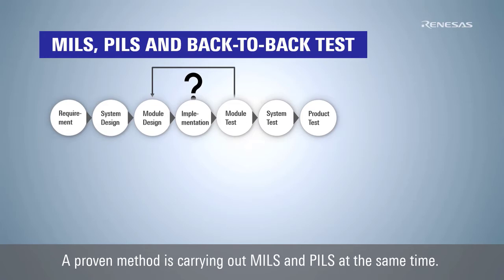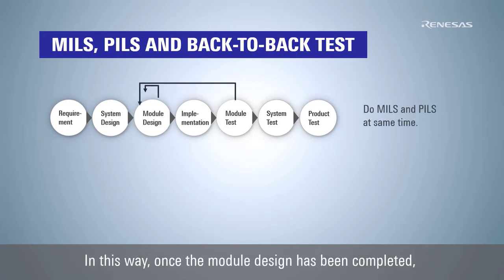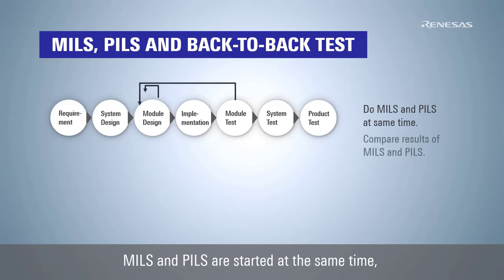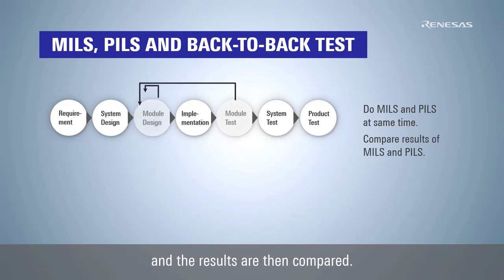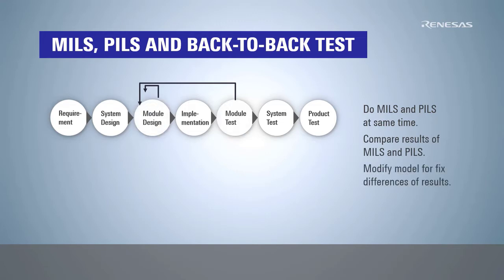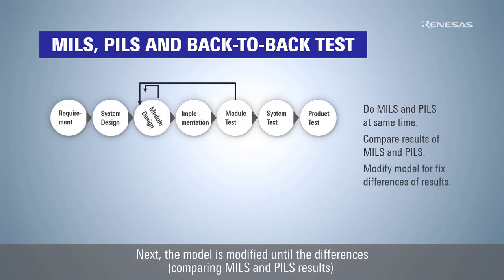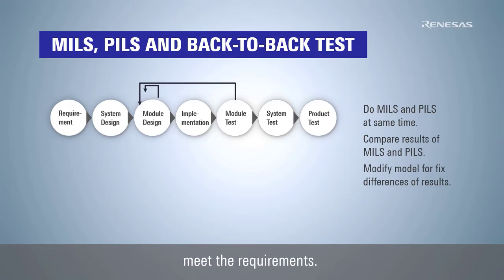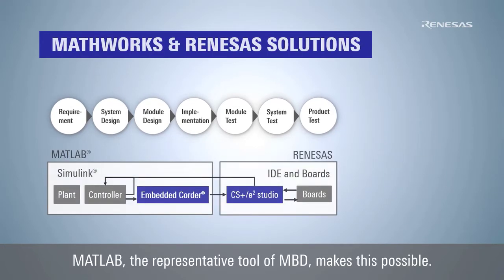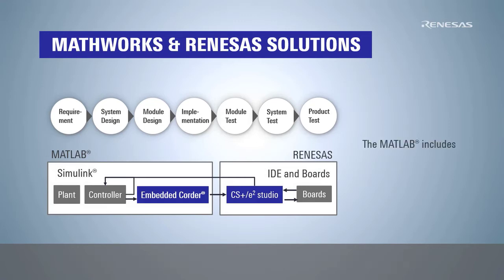A proven method is carrying out MILS and PILS at the same time. In this way, once the module design has been completed, MILS and PILS are started at the same time, and the results are then compared. Next, the model is modified until the differences meet the requirements. MATLAB, the representative tool of MBD, makes this possible.